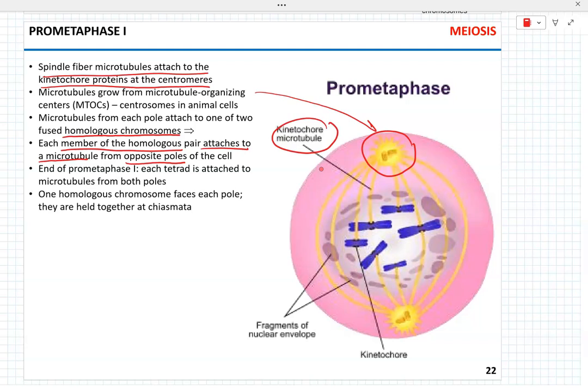So at the end of prometaphase 1, each tetrad is attached to microtubules that extend from both poles. One homologous chromosome in a pair is attached to microtubules from one pole, and the other homologous chromosome from that pair is attached to the microtubules extending from the other pole. Now, these homologous chromosomes are still held together at chiasmata and at the centromere.